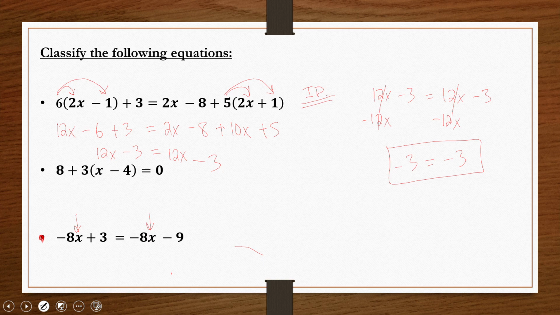Since these two examples contrast, again, I don't end up with a true statement if I were to try and solve this. By addition, I could say plus 8x on both sides, and I end up with the false statement 3 is equal to negative 9. Since this is not true, we know that this has to be the contradiction. So that is the contradiction equation example.